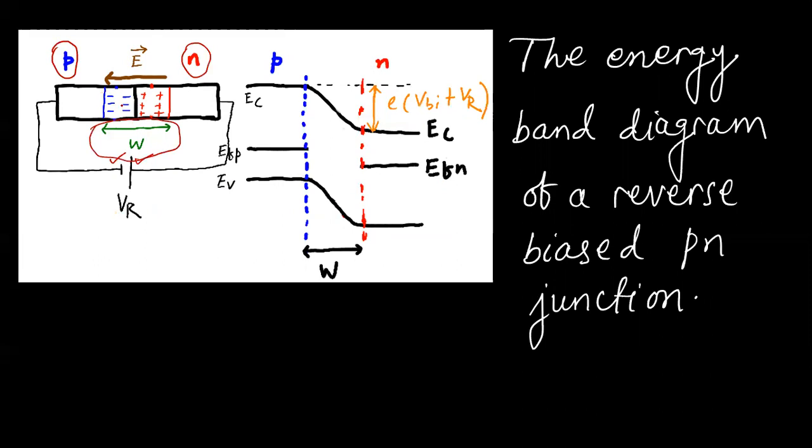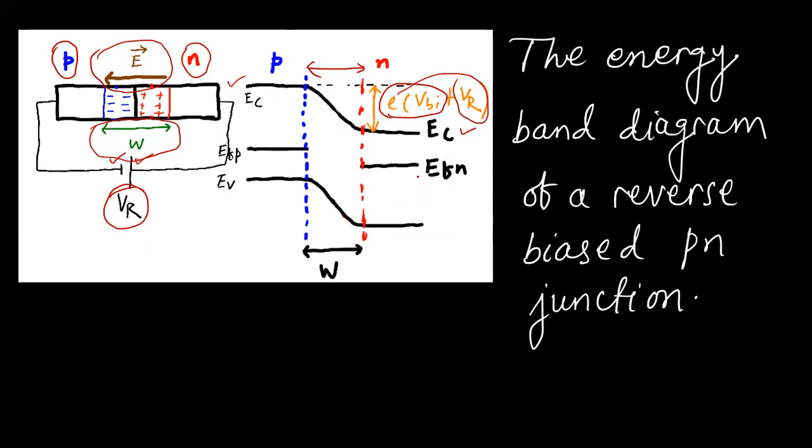As more space charge is accumulated at the metallurgical junction, the electric field will be more here. The same can be shown in the form of an energy band diagram. If you give a reverse applied bias, the depletion width will be more, and the bending, the gap between the EC of the p and EC of the n region, will be more. By what amount will it increase? By E times VR. Initially it was EVI, now you have E times VR, so it will increase.